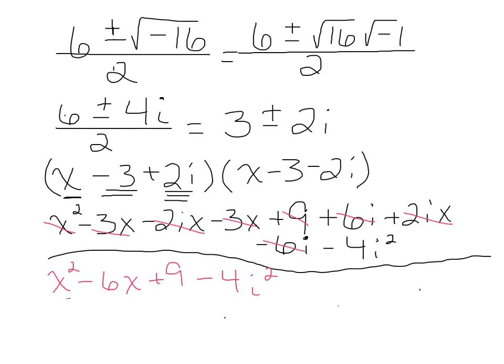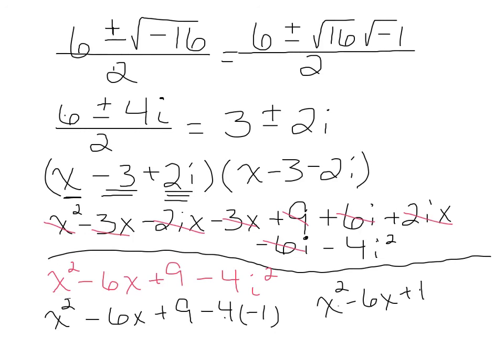All right, so I've got x squared minus 6x plus 9 minus 4 times a negative 1, because i squared is a negative 1. So I have x squared minus 6x. I have a positive 9. Negative 4 times a negative 1 is a positive 4. 9 plus 4 is 13.